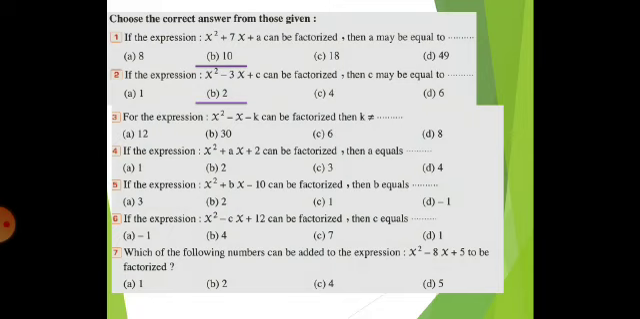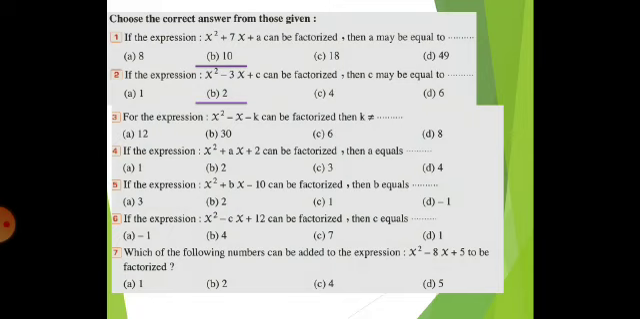The expression x power 2 minus x minus k can be factorized, then k doesn't equal... 12. 1 times 12 equals 12, and 2 times 6, and 3 times 4. 3 times 4 equals 12, and the difference between them equals 1. So k equals 12. 30, k equals 30.